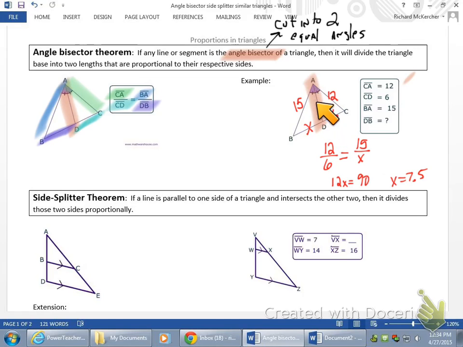We also found out that the angle bisector is not necessarily the median. We did a lot of work with medians last week, and even though this might look like a median, because that was a 7.5, this clearly is not the midpoint. So it is definitely different than the median. Alright, take a minute to go over that a couple times.